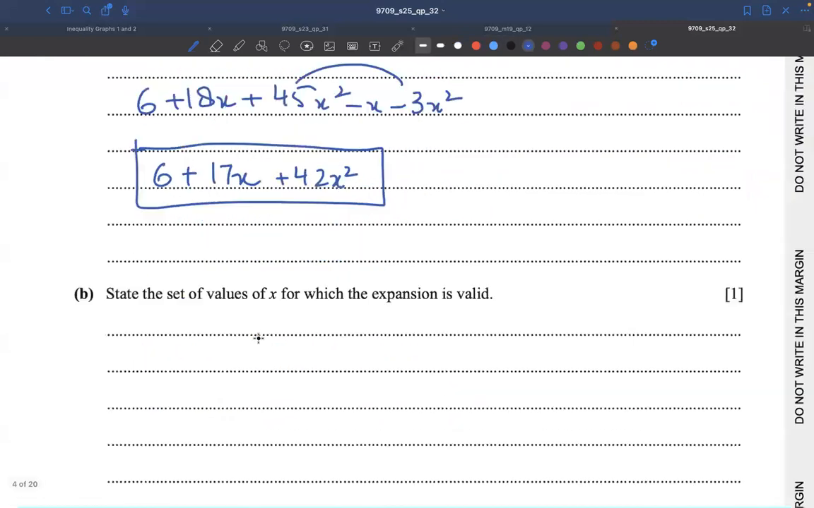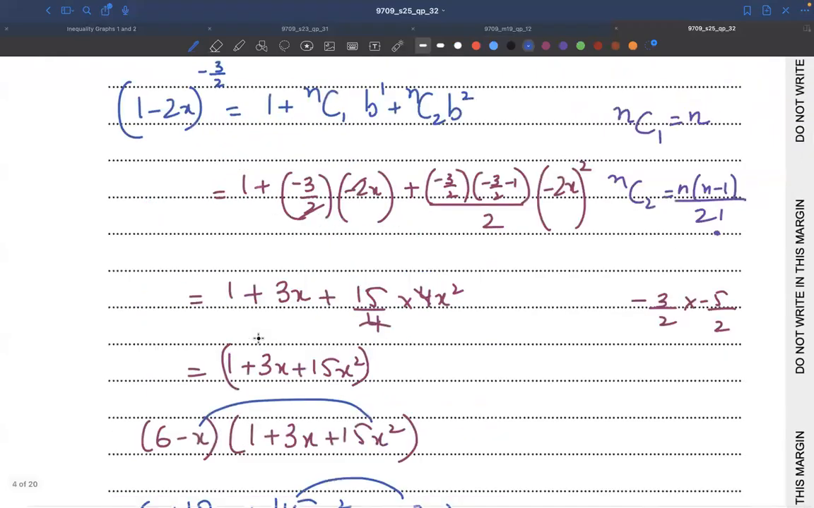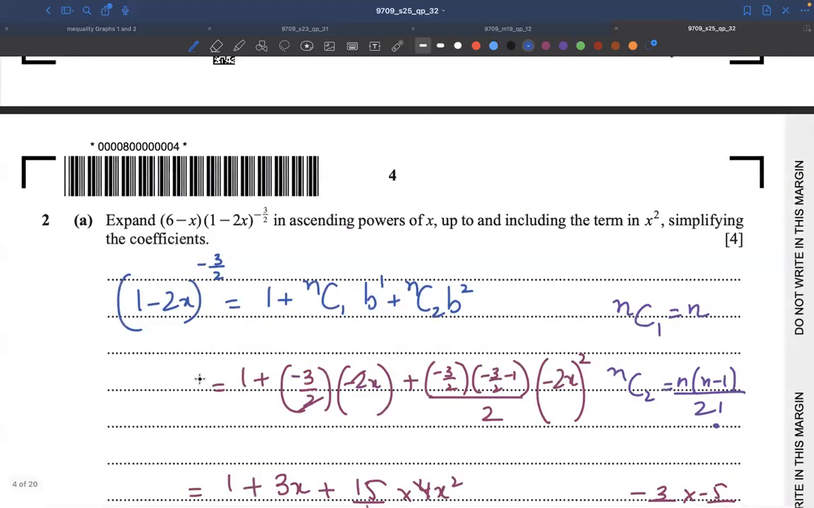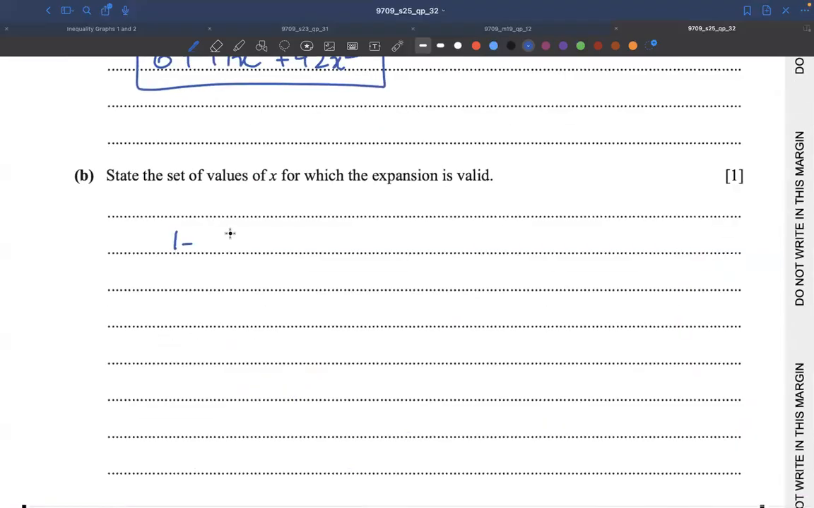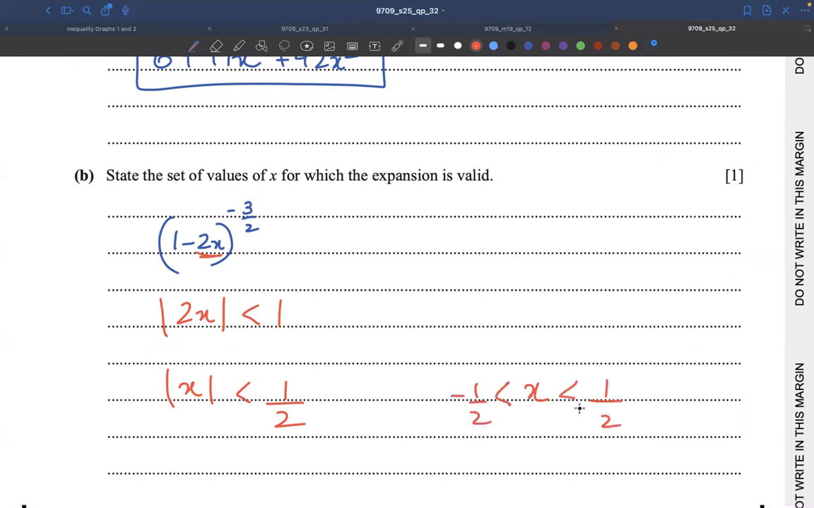Now it says state the set of values of x for which the expansion is valid. What we need to remember is that in this expansion (1 - 2x)^(-3/2), as we learned initially with theory, this term b, the modulus of this term, must be less than 1. So we'll get |x| less than 1/2. We can leave our answer like this. And as modulus also means positive and negative, we can also give our answer as greater than -1/2 and less than 1/2. Both answers will be marked correct.